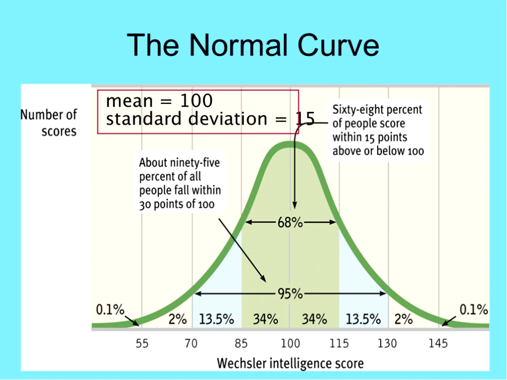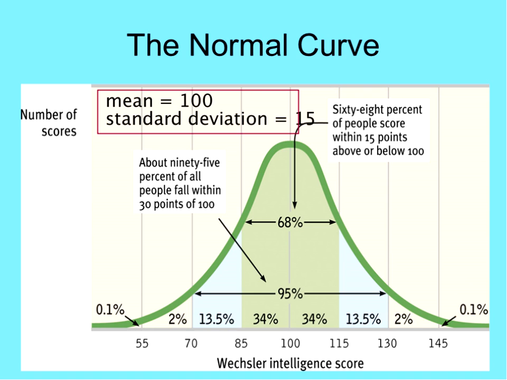Okay? So let's look at this here. What we have on the x-axis here is the scores. Here's your mean of 100. Here's 1 standard deviation above the mean, 115. 2 standard deviations above the mean, 130. 3 standard deviations above the mean, 145. And then on the left side of the distribution, what do we have? 1 standard deviation below the mean, 85. 2 standard deviations below the mean, 70. And 3 standard deviations below the mean, 55.